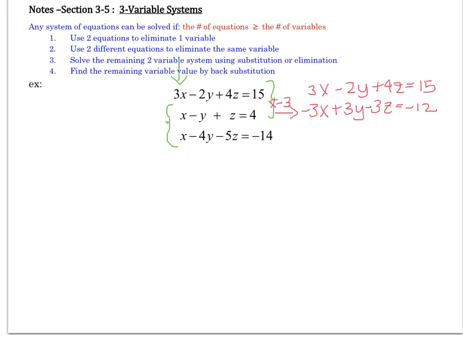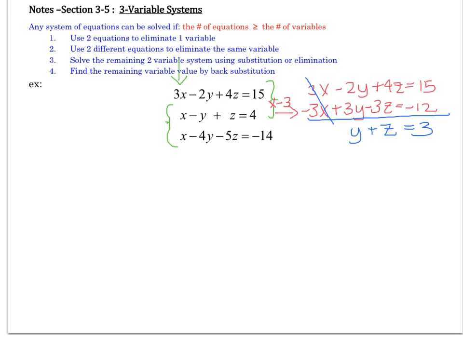That one did not change. So I can now linearly combine them. Those go away. 3 minus 2 is just y. 4 minus 3 is just z. So y plus z equals 3. Now, unlike a 2 by 2, that doesn't get you an answer right now. So I need another 2 by 2 that has y and z in it.